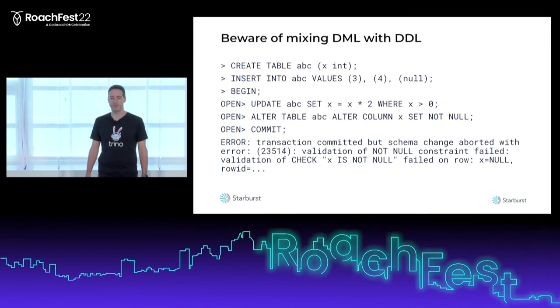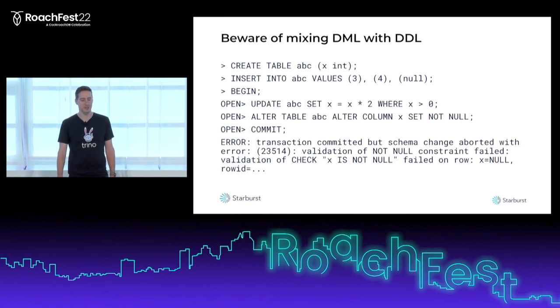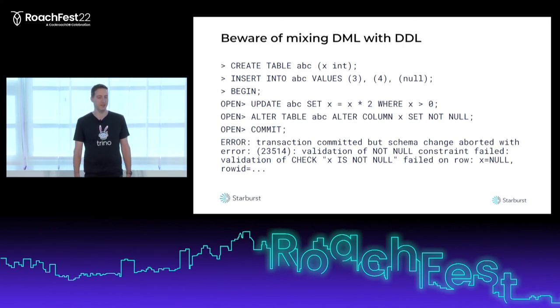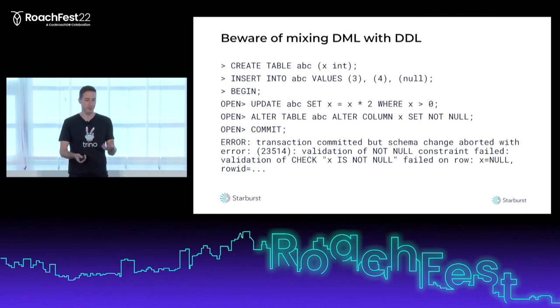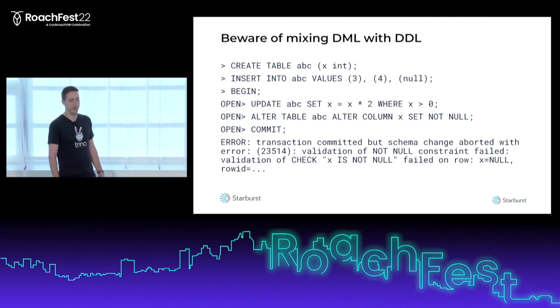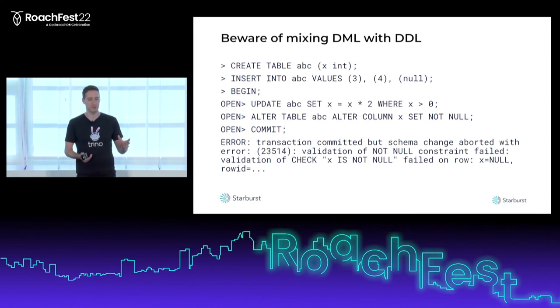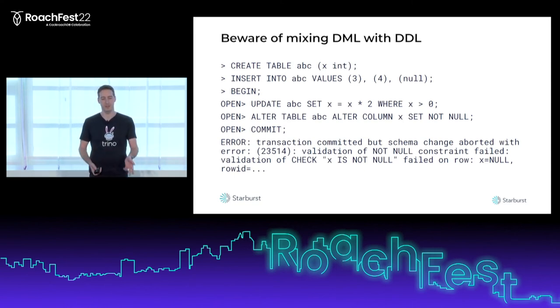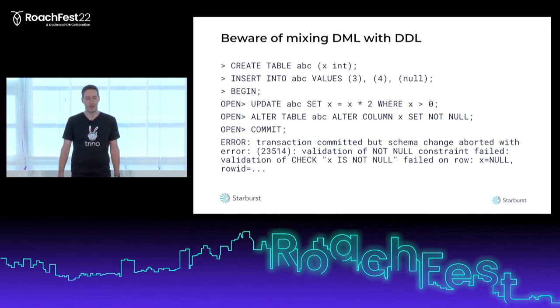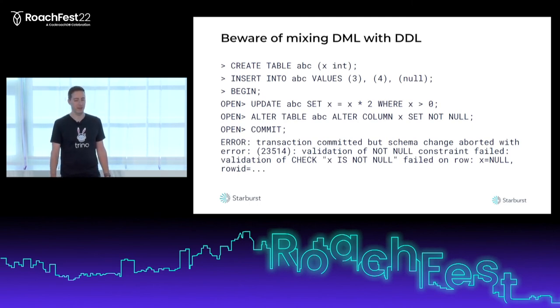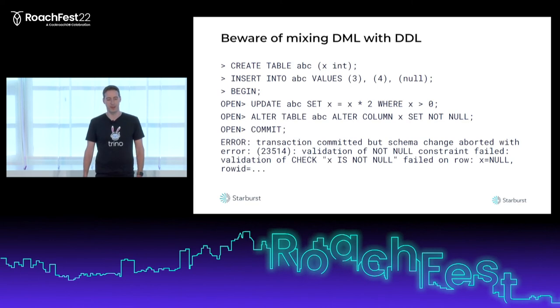So one issue that we found with migrations is you need to be very careful about mixing DML, like updates and delete statements, with DDL, which are like alter table statements. So we have an example where we create a table and then insert some values into it, including a null value. And then we begin a transaction, like as if we're doing a migration against this table. We do an update to multiply all the values by 2, and then we do an alter table statement where we add a not null constraint for the column, and then we commit.